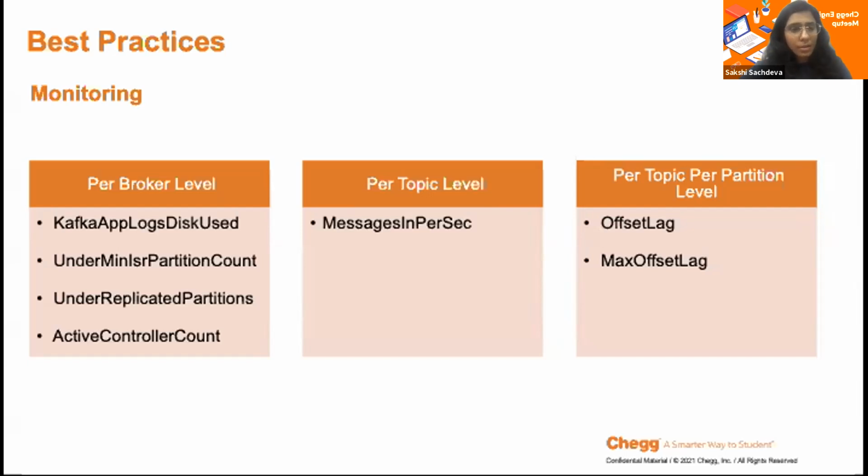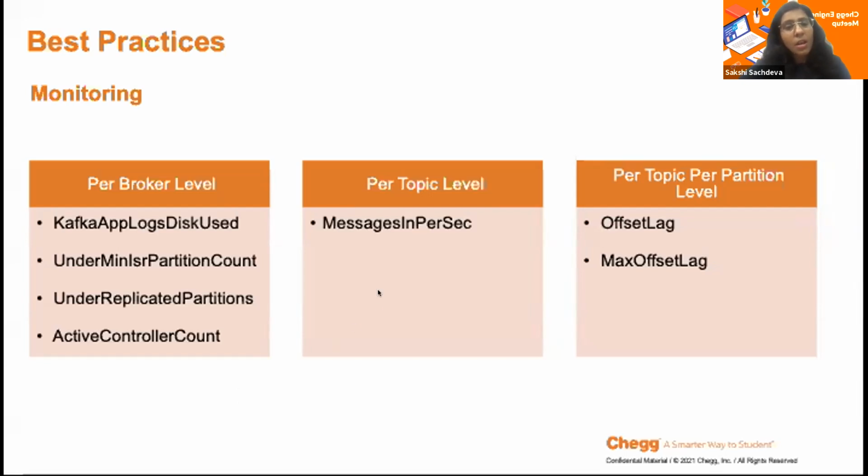So if it is greater than 0, it means we have not right sized our cluster, or there is some ACL which is blocking the traffic. Then active controller count. So active controller count should also be 1. It represents that one controller per cluster should be active at a given time.